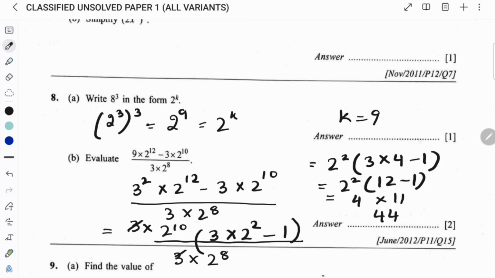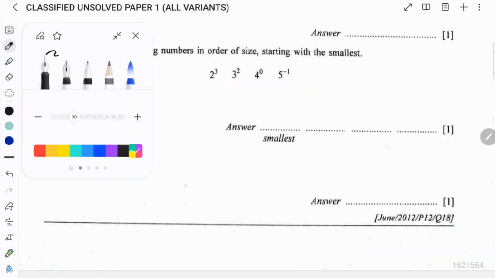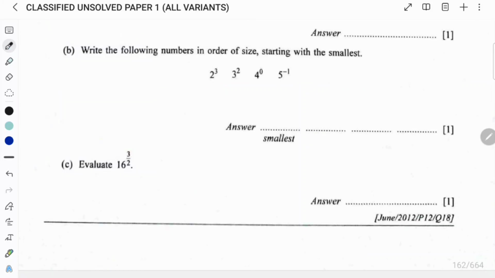This type of question also came in the 2012 paper 1, question 15 in the O levels paper. All right, look at the question. 16 to the power 3 over 2. 16 we can write as 2 to the power 4, or 4 square is okay, because we have the denominator 2. So cancel, 4 cube will be equal to 64 in this question.